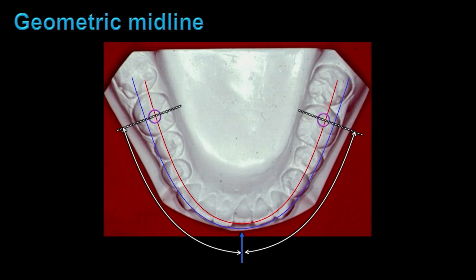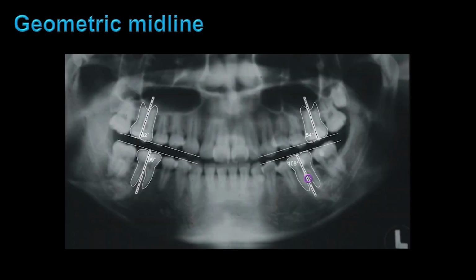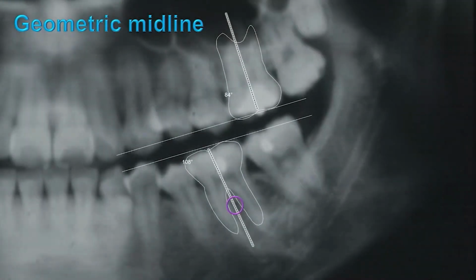The geometric midline is the midpoint of the curve of established arch form, and it is measured from the center of resistance of the first molar on each side. Note that the center of resistance of the left molar is located distal to the central pit. That is because the lower left molar has tipped to the mesial side. Therefore, from an occlusal perspective, the location of the center of resistance lies distal to the central pit.